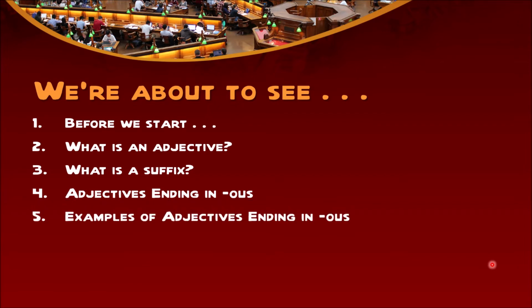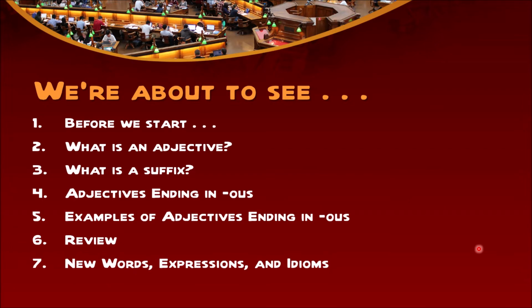In the fifth part, we have some examples of adjectives ending in OUS. I mean 6 examples. In part 6, we have a review of the presentation. And at the 7th part, we have the new words, expressions, and idioms that we have in this video. At the end, and at the 8th part, we have some tiny but important points.